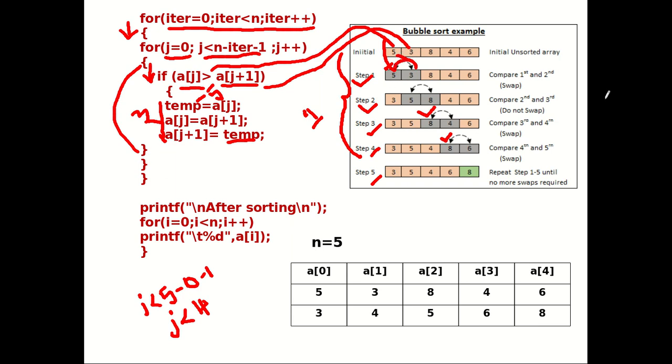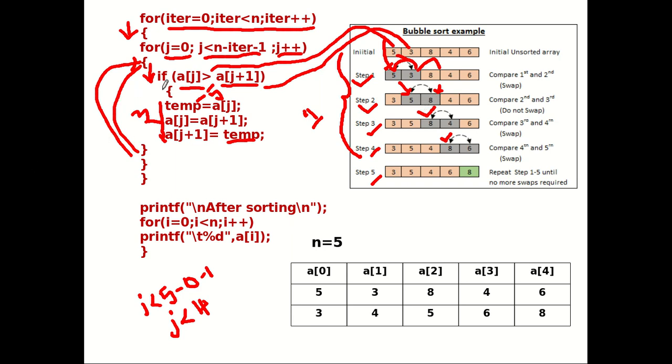Again we have to compare this number with this one, so that this loop will be repeated. Here j value is incremented by 1, so j is now 1. So 1 means this particular value, and j plus 1 means this particular value. So these two will be compared. Here a of j is not greater than a of j plus 1, so swap is not required.